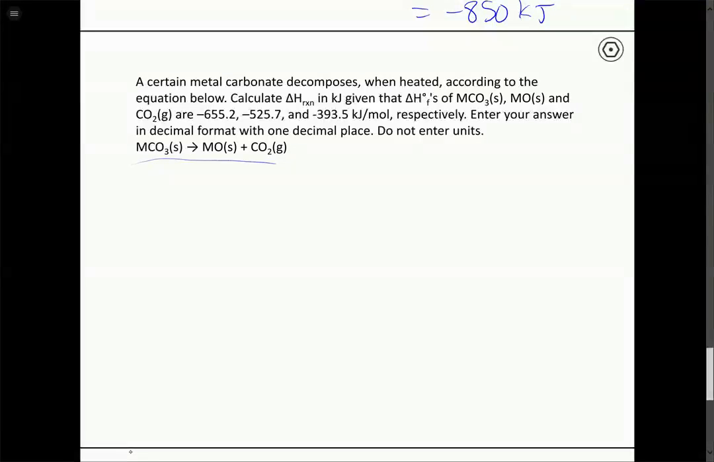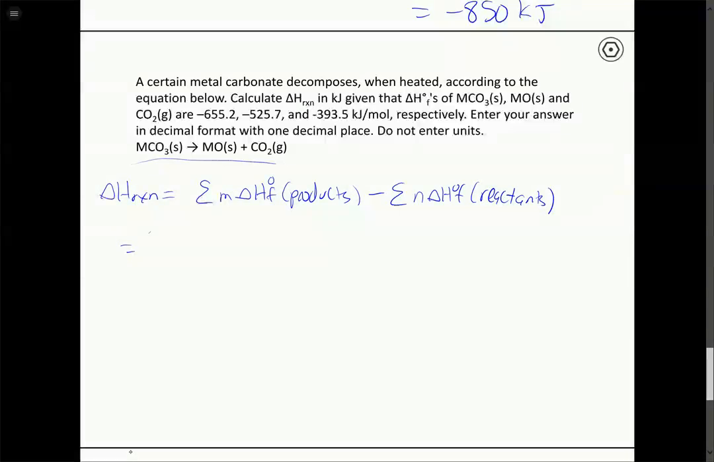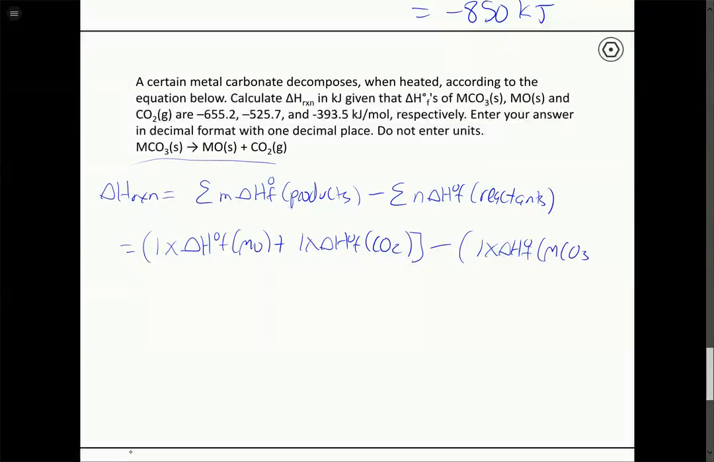So if we have a reaction and we have all the delta H's of formation, remember that delta H for the reaction is going to be the sum of the delta H's of formation of the products minus the sum of the delta H's of formation of the reactants, where each is multiplied by its coefficient. So it's products minus reactants, and in this case, on the product side we have 1 MO, so we don't have to modify that by any number. If there were coefficients, we'd have to include them, but there are no coefficients in this reaction. So it's 1 times the delta H of formation for MO plus 1 times the delta H of formation for CO2. That's on the product side, and then we subtract from that 1 times the delta H of formation for MCO3.